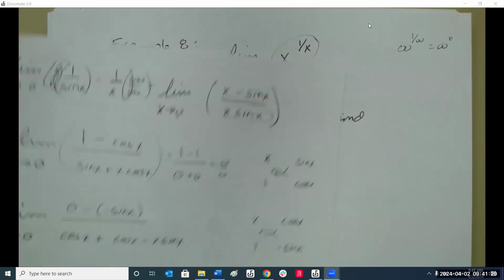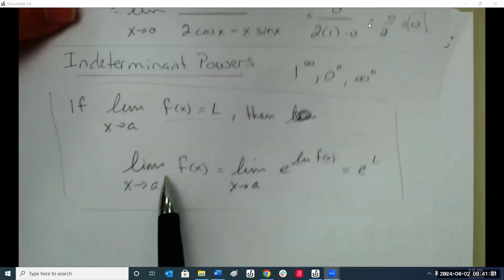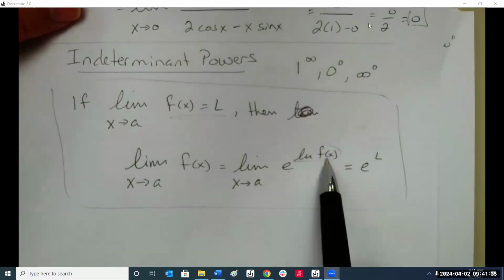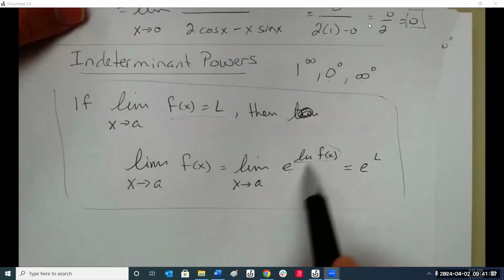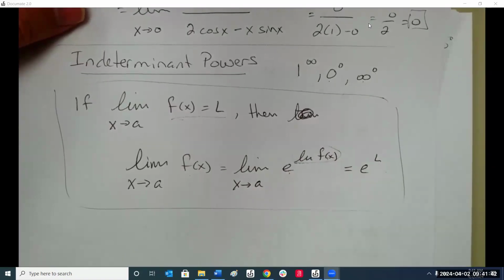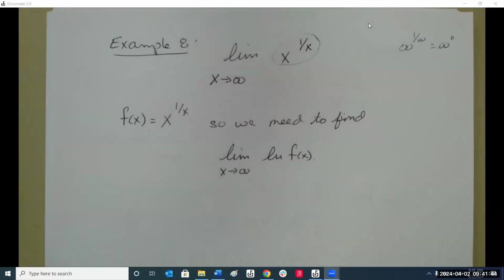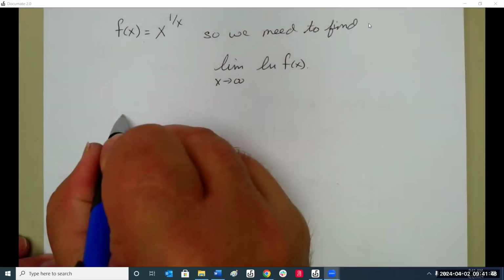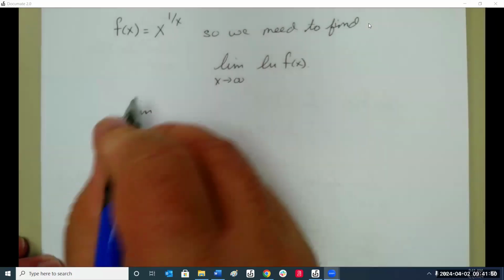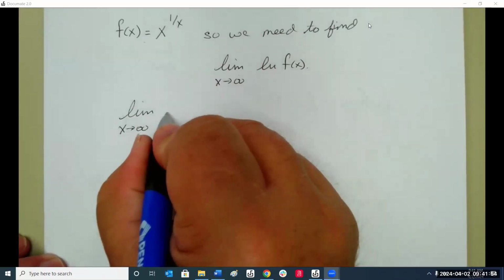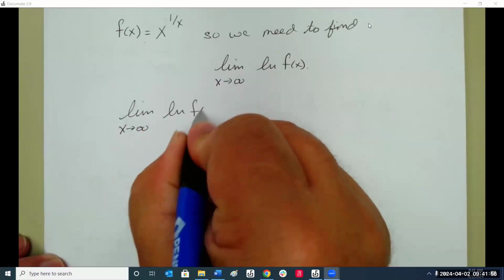Let's look at our formula. The limit of our function becomes the limit of e to the power ln f of x. Once we find this, we just plug it into the power of e, and that's our limit. That's what we have to look for. So what we have to do here is take the limit as x approaches infinity of ln f of x.